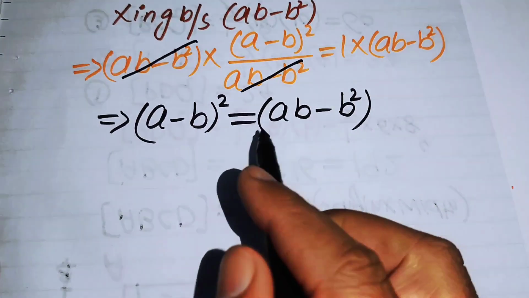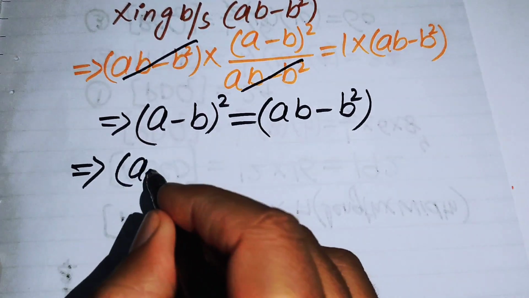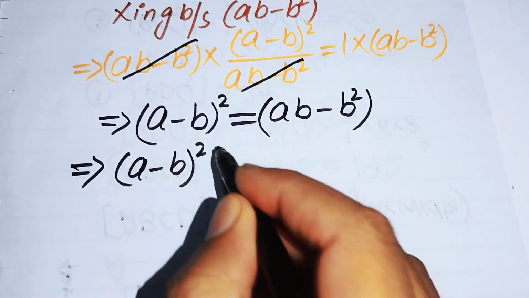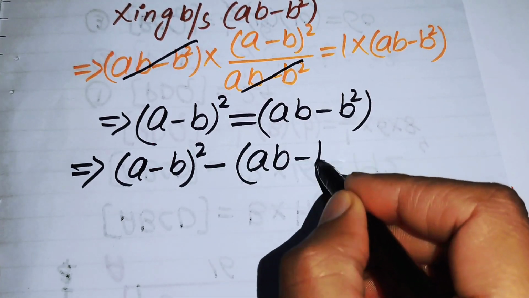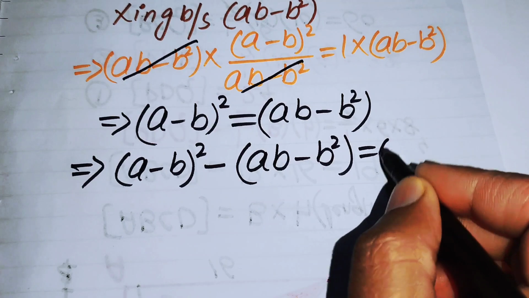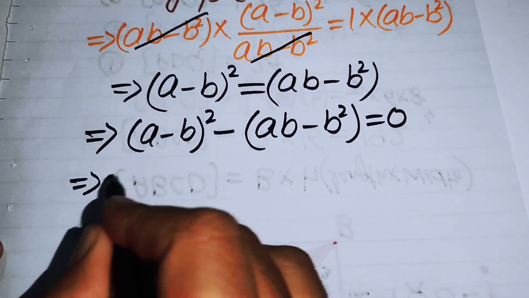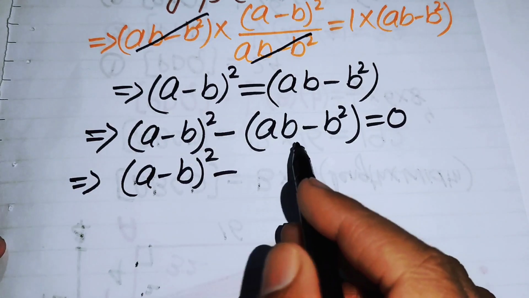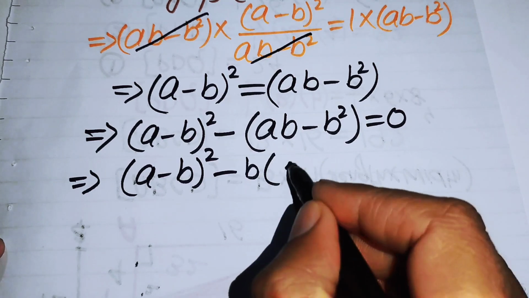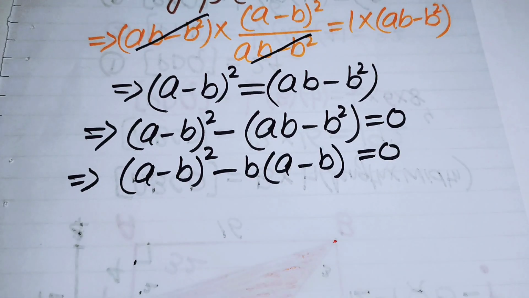So now we move ab minus b squared to the left hand side, and you obtain a minus b whole squared minus (ab minus b squared) equals 0. So you will just write a minus b whole squared minus, here we take b common, and you obtain b times (a minus b), and this whole equals 0.